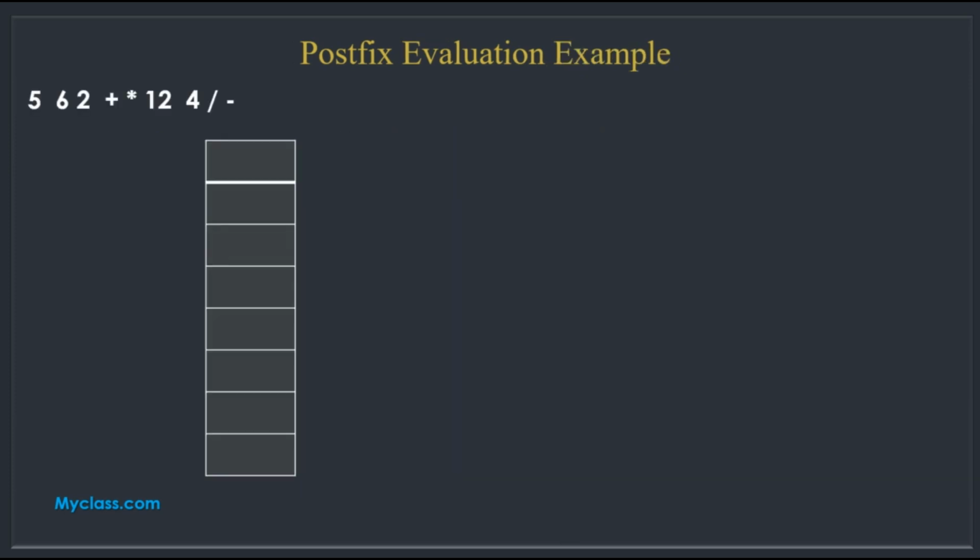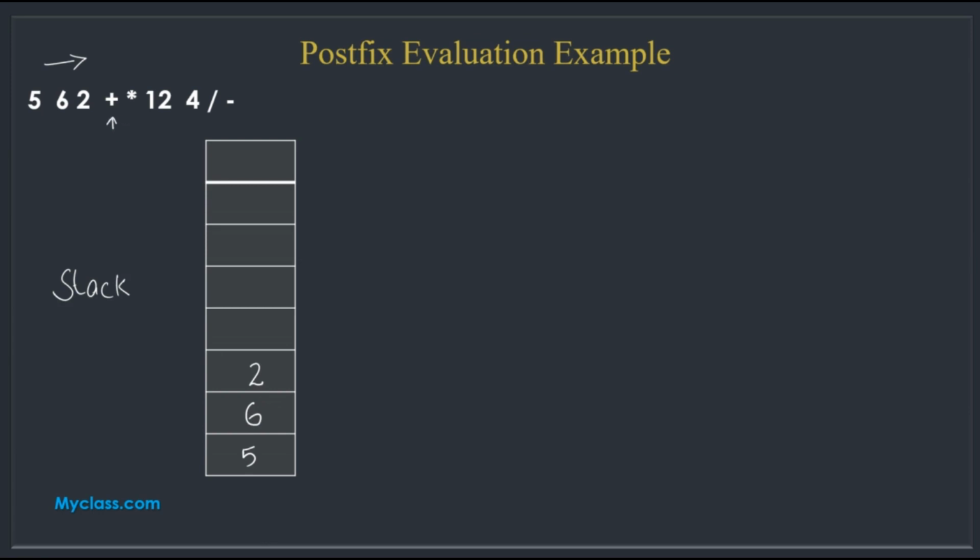So this is an example for postfix evaluation. Our postfix expression is 5 6 2 plus star 12 4 division and subtraction. This is our stack for our operands. When we are scanning from left to right, if we scan an operand, we push that operand into our stack. So first one is 5, we are pushing that into our stack. Second symbol is 6, we are pushing that also into our stack. And the third is also an operand, we are pushing that also into our stack.